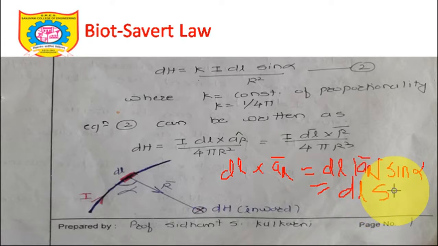So dl sin alpha. If that is so, can I replace dl sin alpha here as dl bar cross ar cap? Yes, I can. So I will write this dl bar cross ar cap, and I came to the conclusion dH is equal to I dl bar cross ar cap upon 4 pi r square. So that comes to the final conclusion: I dl cross r bar upon 4 pi r cube.